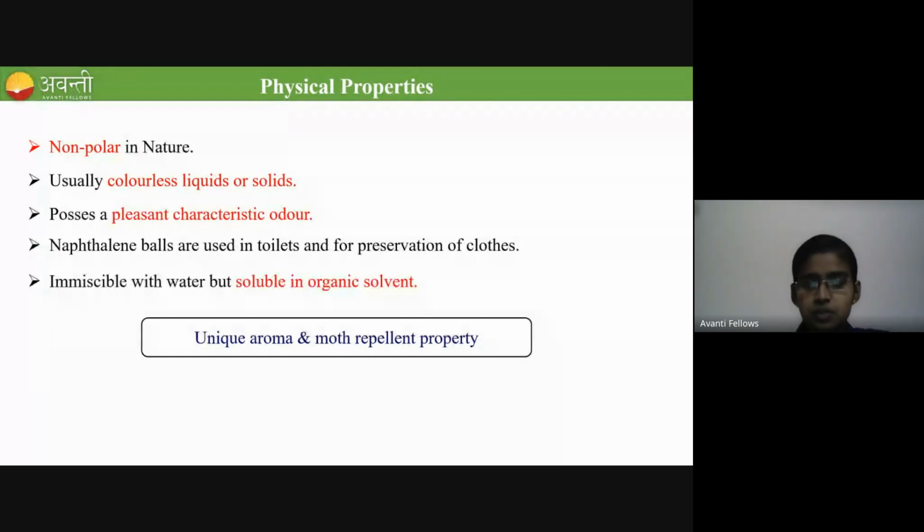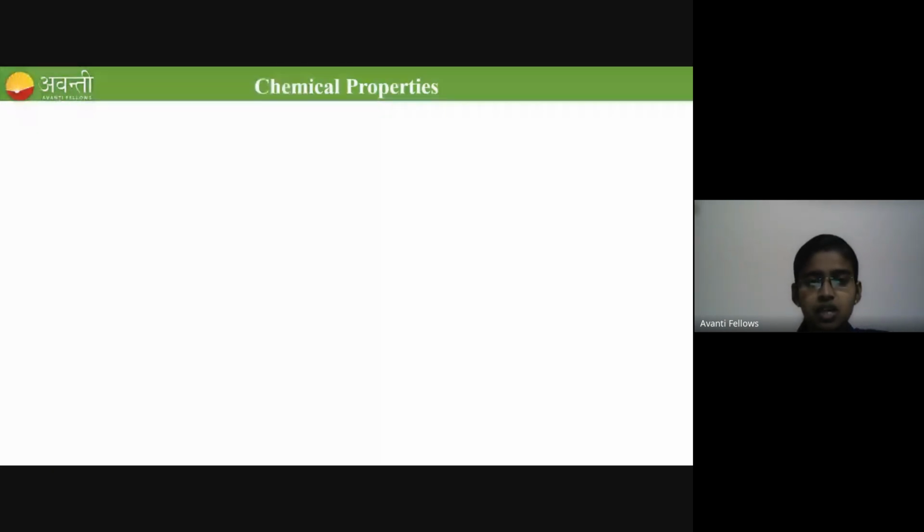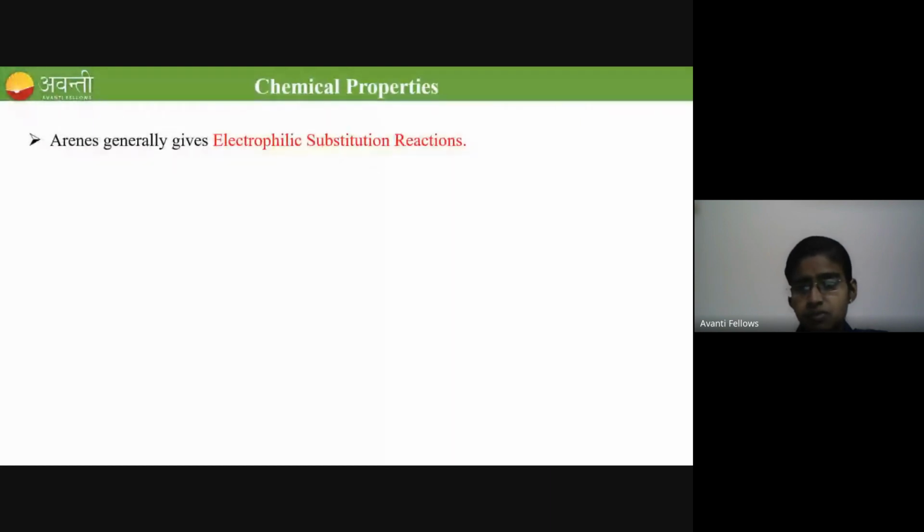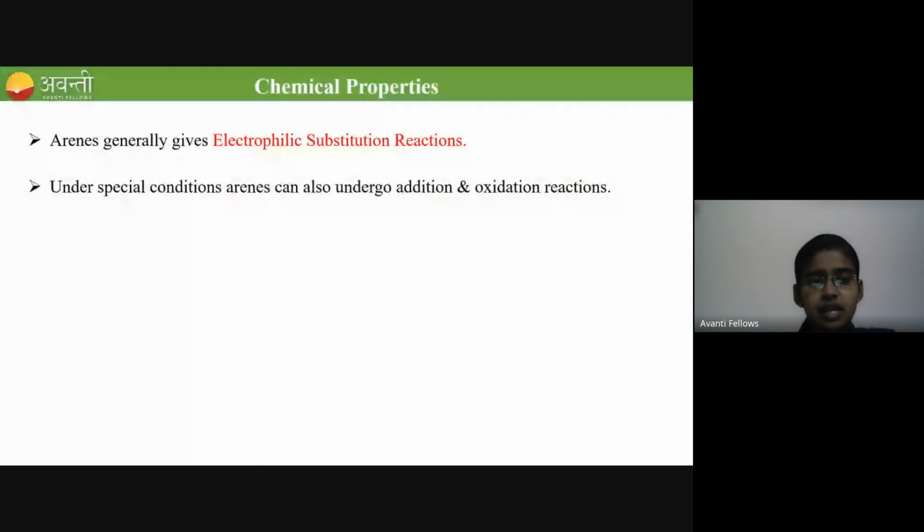Now moving on to the very important topic, the chemical properties. Generally, all aromatic compounds, that is arenes, give electrophilic substitution reactions. Very, very important for your whole organic chemistry. Now under special conditions, aromatic compounds can also undergo, last slide you need, yeah.